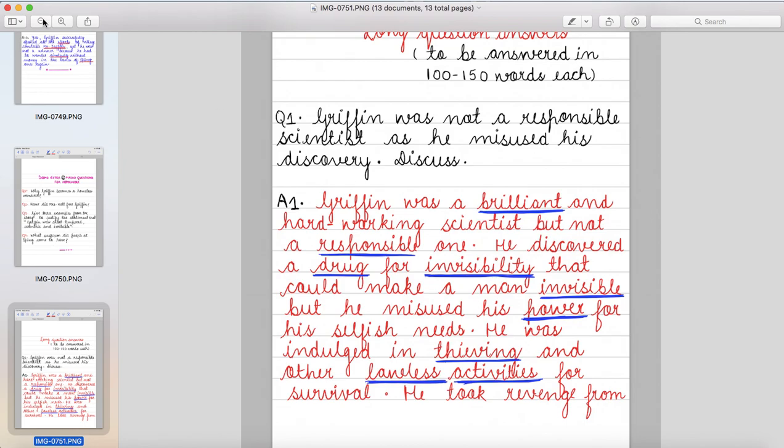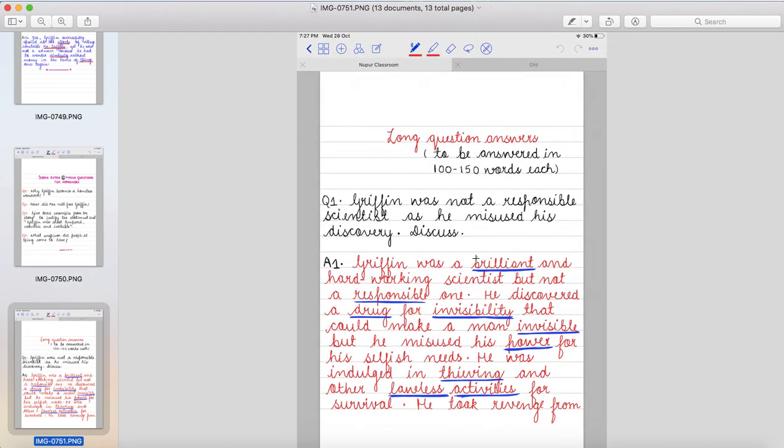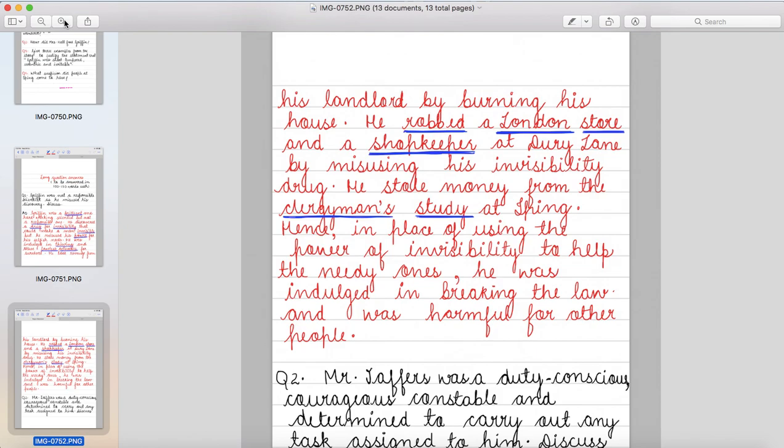He took revenge. Revenge means badla. Okay, so he took revenge on his landlord by burning his house. He robbed a London store and a shopkeeper at Drury Lane by misusing his invisibility drug. He stole money from the clergyman's study at Epping. Hence, in place of using the power of invisibility to help the needy ones, he was indulged in breaking the law and was harmful for other people. Okay? Now, question number 2.